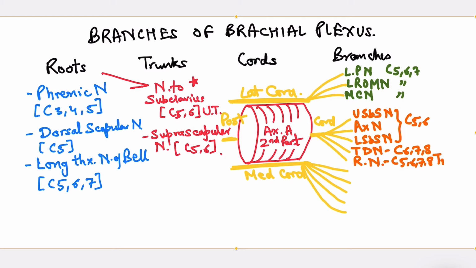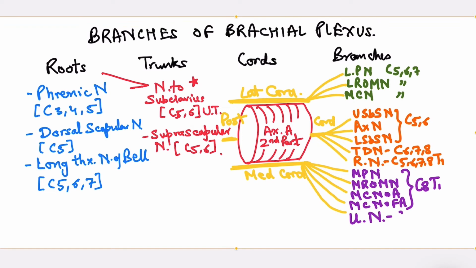The branches arising from the medial cord are the medial pectoral nerve, medial root of median nerve, medial cutaneous nerve of arm, medial cutaneous nerve of forearm. All of these will have root numbers C8, T1. Then finally, the medial cord continues as the ulnar nerve with root numbers C8, T1.